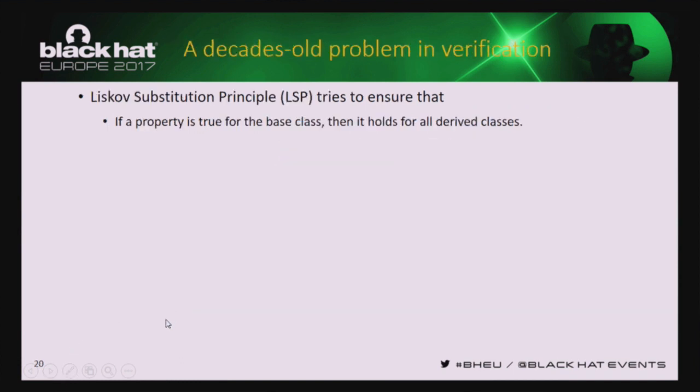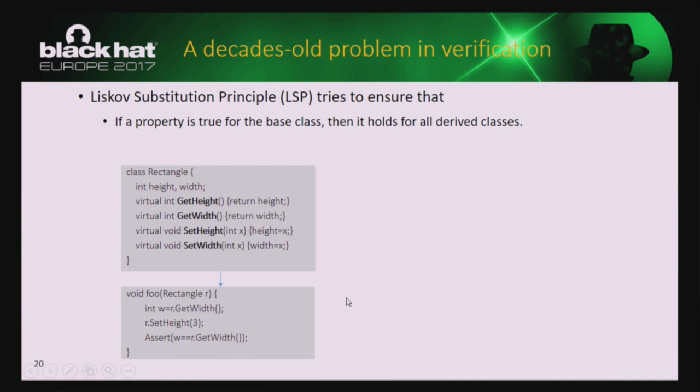Perhaps some of you know about this notion called the Liskov substitution principle, LSP. The principle tried to ensure that if a property is true for the base class, then it holds for all derived classes. If that was true in reality, then that would be a beautiful thing. You just define the property, and then you derive all the classes conforming to the property. That would be beautiful. But people soon realized that even some very realistic scenarios have to violate LSP. This is the most canonical counterexample of LSP.